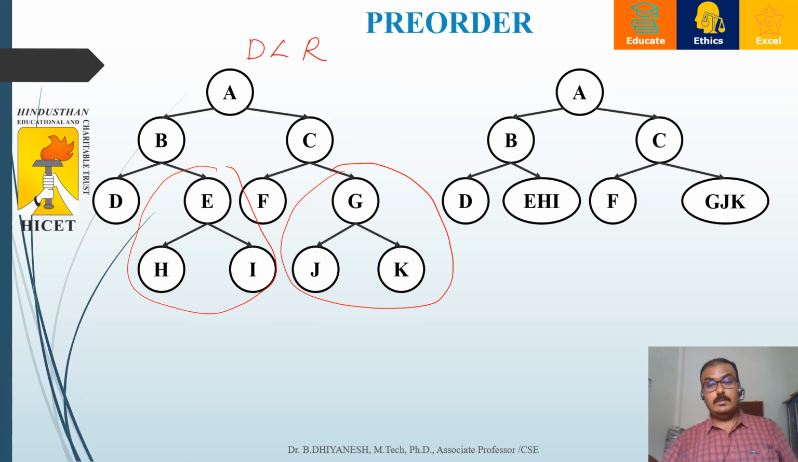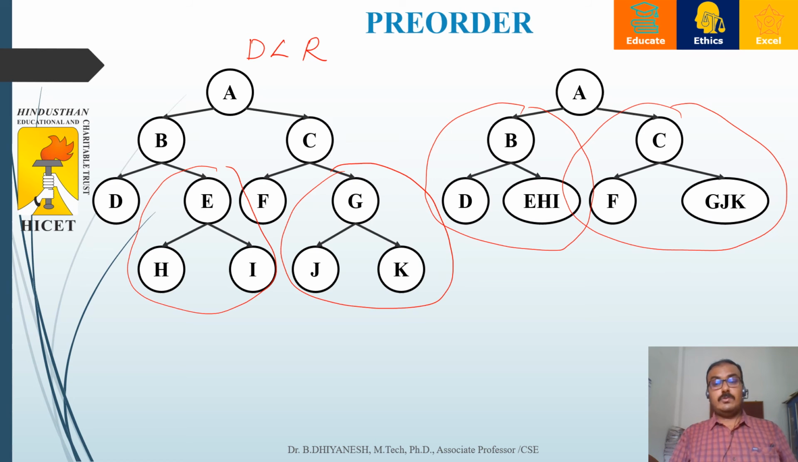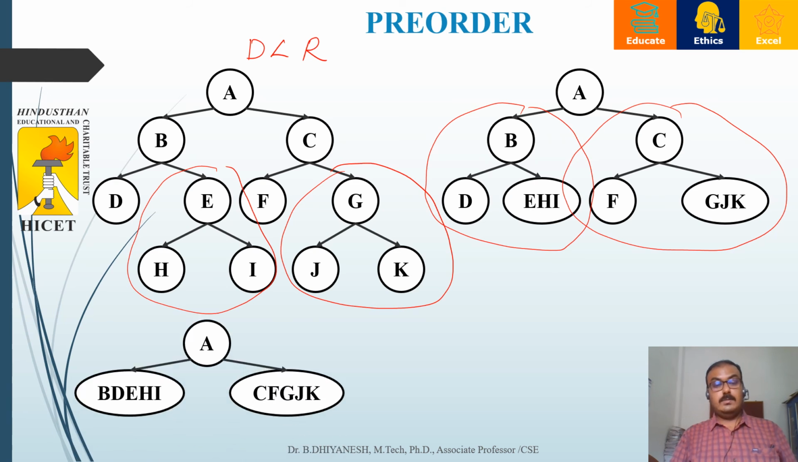Next we need to solve these subtrees, this one and this one in the same level. If we solve this subtree, the root is B, left subtree is D and right subtree is E, H, I. So B, D, E, H, I. On the right hand side, C is the root node, left subtree is F and right subtree is G, J, K. So C, F, G, J, K. Let me look at the answer: B, D, E, H, I and C, F, G, J, K.